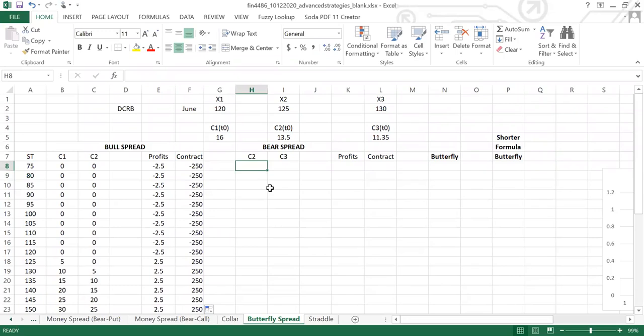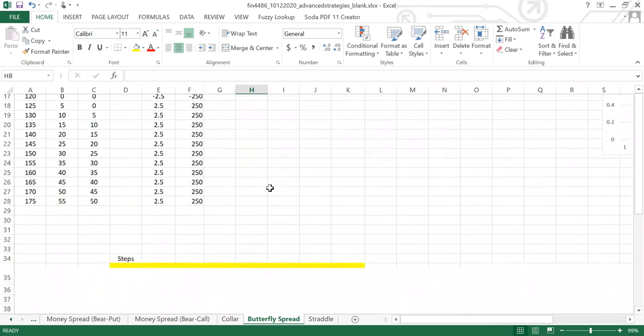So we repeat the same thing for the bear spread, and now the bear spread is going to be formed with the call option that has strike 2, and the call option that has strike 3. Because this is a bear spread, we are buying the high strike and we are selling the low strike. So we're buying the call option with strike 3 and we are selling the call option with strike 2. So once again, we are selling the call option with strike 2.